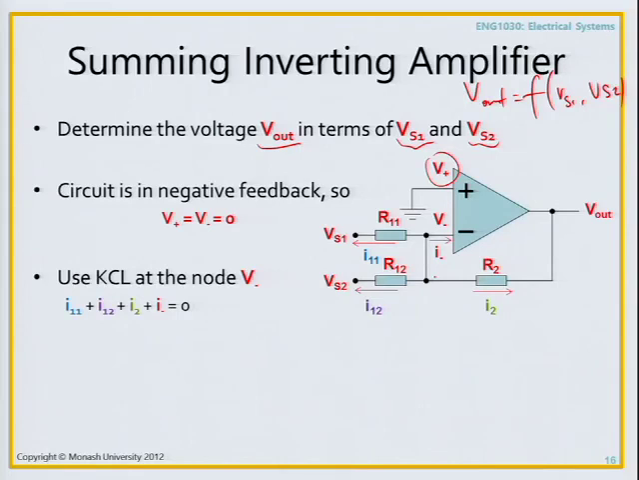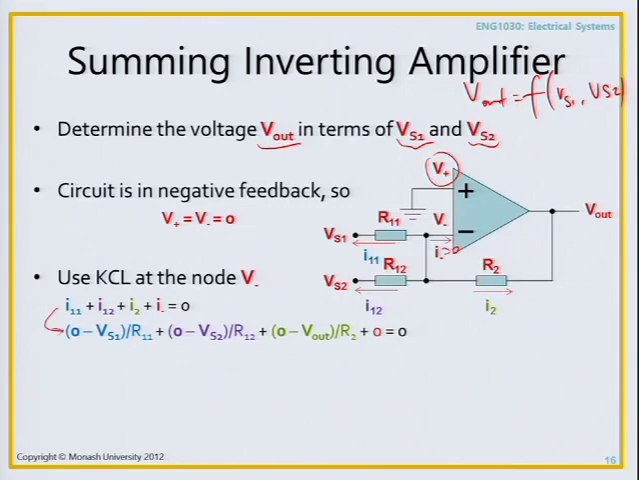Okay, so KCL at this node, so I've labeled them all. So you've got I11 through this resistor, I12 through this resistor, I minus, which we all know should be 0. Okay, why? Because we're assuming this is an ideal op amp. And we've got I2 going through resistor 2. Okay, so substitute in the currents for the voltages.